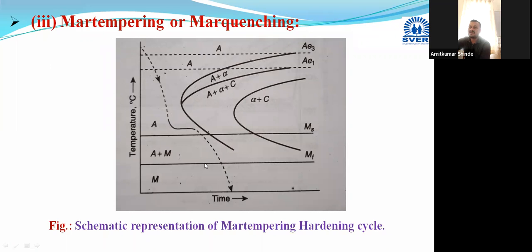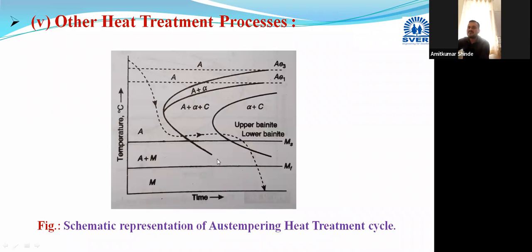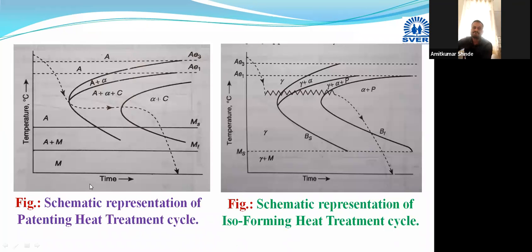Then in tempering, we get martensite at room temperature, and in ausforming, we again get martensite, but some rolling operation is conducted above the Ms temperature and below the nose temperature. Then other treatment processes like austempering, patenting, and isoforming we have discussed. In austempering, we get bainite at lower temperatures because we have provided a constant temperature just above Ms and below the nose temperature. Lower bainite or upper bainite is obtained.